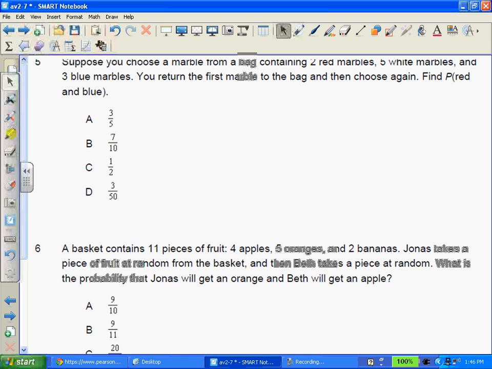Okay. Suppose you choose a marble from a bag containing 2 red marbles, 5 white marbles, and 3 blue marbles. 2 plus 5 plus 3 is 10 total marbles. You return the first marble to the bag and then choose again. That makes it independent probability.